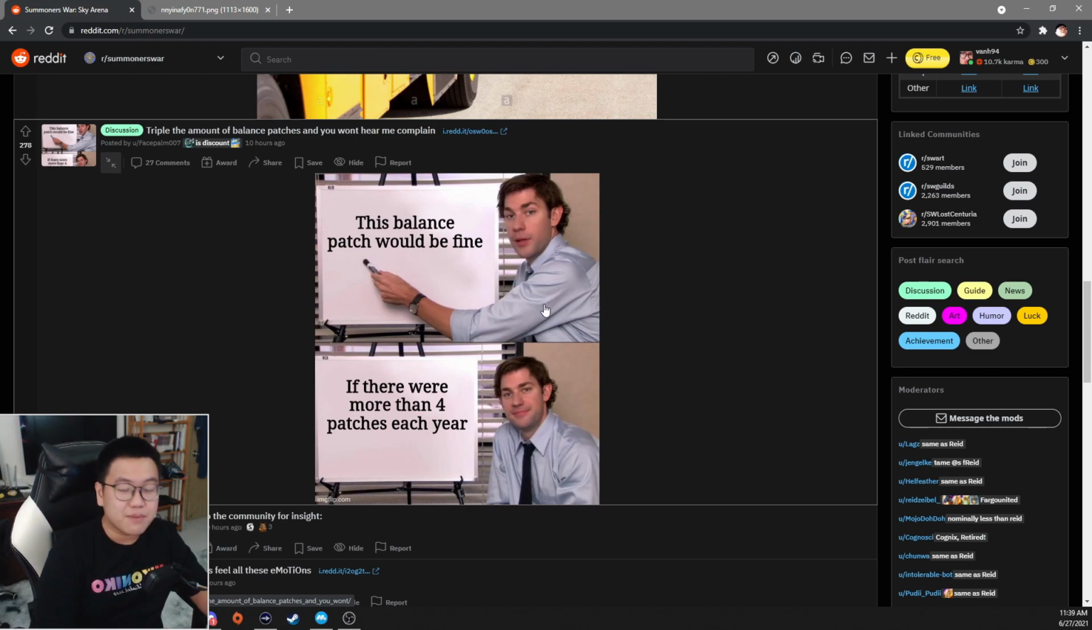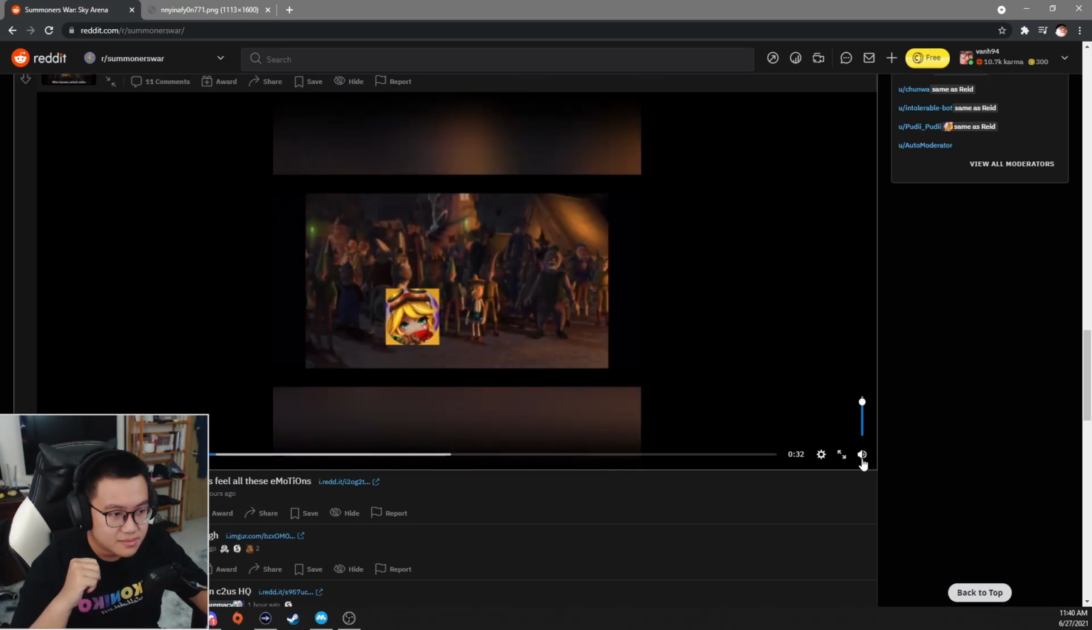The balance patch could be fine if there were more than 4 patches each year. So this is a very popular argument about balance patches. If we have not-so-impactful balance patches like this one, maybe release them every month or two and then leave the super impactful one for the end. So people would see more changes to the game, make it more exciting, because the game is now very stale for a lot of players. So if we see more balance patches, maybe it could be fine. Maybe. You don't know what the effect is going to bring when you have balance patches very often, but maybe it could be fine.